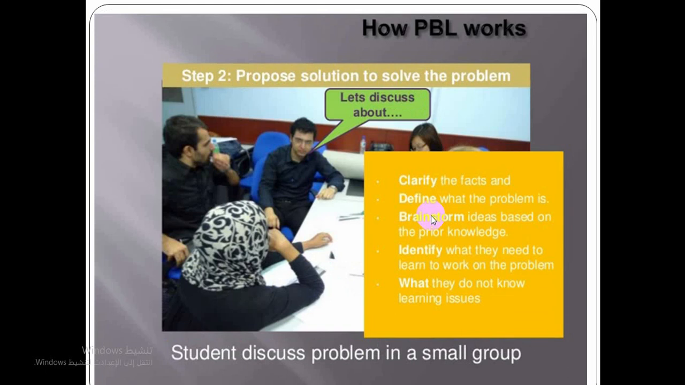After that, the second step is to propose solutions to solve the problem. Students discuss a problem in a small group. They clarify the facts and define what the problem is, brainstorm ideas based on their previous knowledge, and identify what they need to learn to work on the problem. They identify what they don't know, the learning issues.